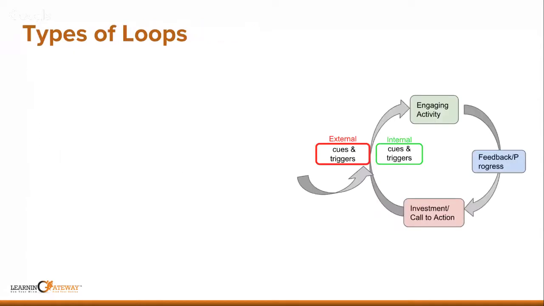So let's talk about the types of loops. As I mentioned, there are 6 different types of loops. Again, all have these 4 elements. The first is effort and skill building.